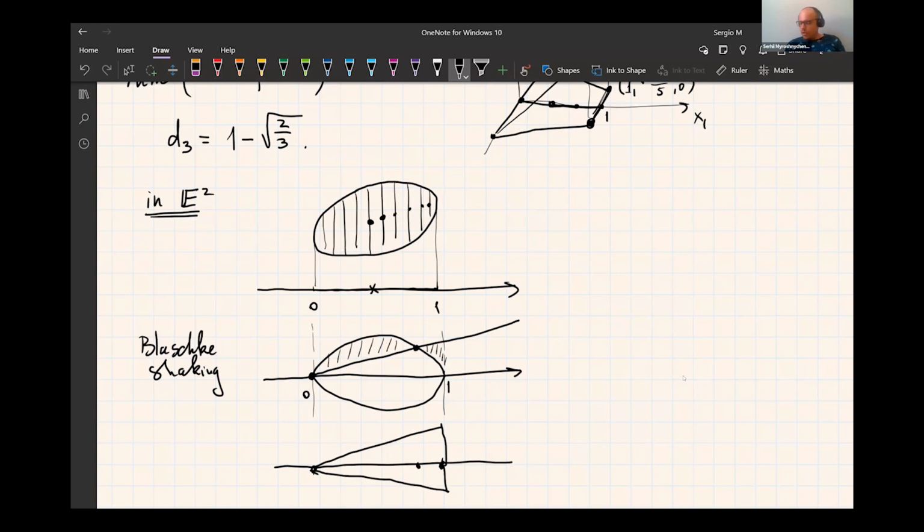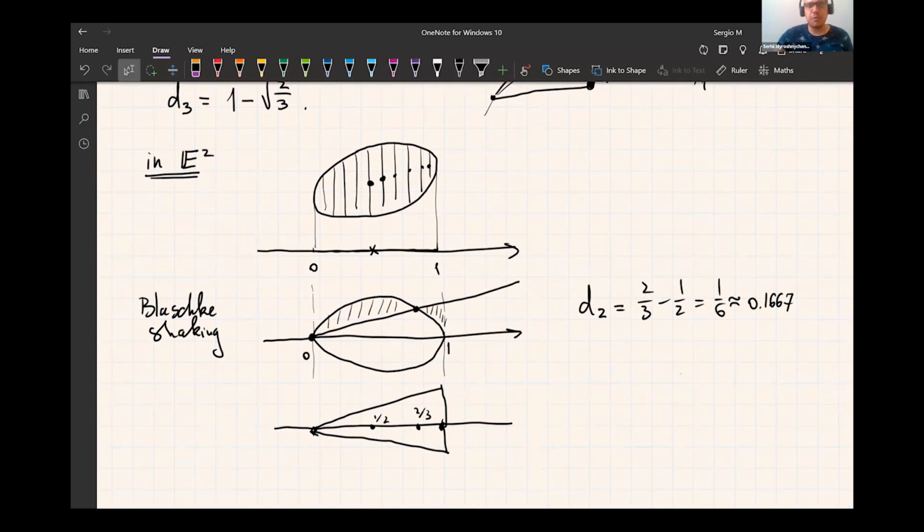So of course, the point here will be 2/3, and the point here will be 1/2 somewhere. So the distance in the two-dimensional case, 2/3 minus 1/2, is equal to 1/6, which is approximately... there's a reason I'm writing decimals, to show you how it changes in R3.